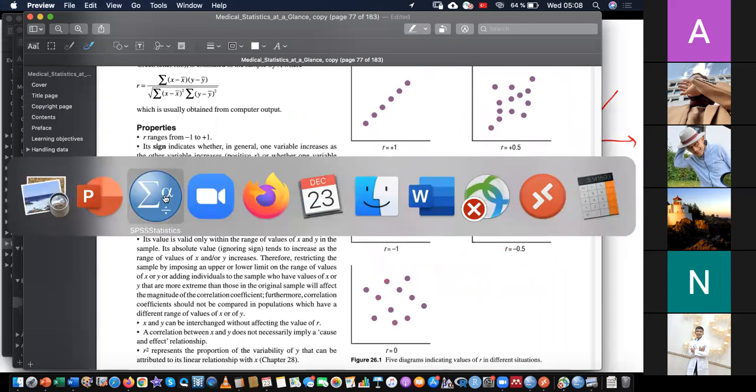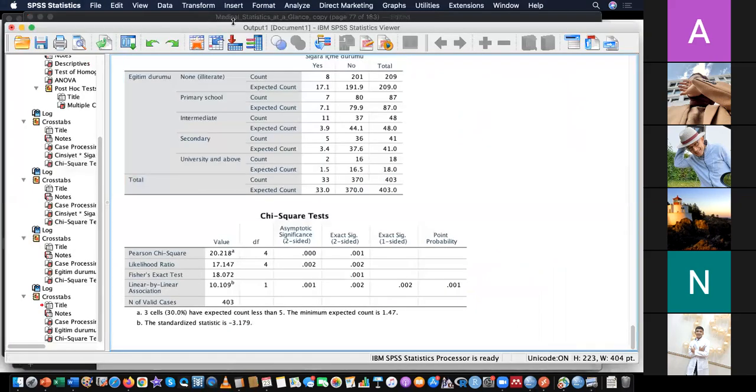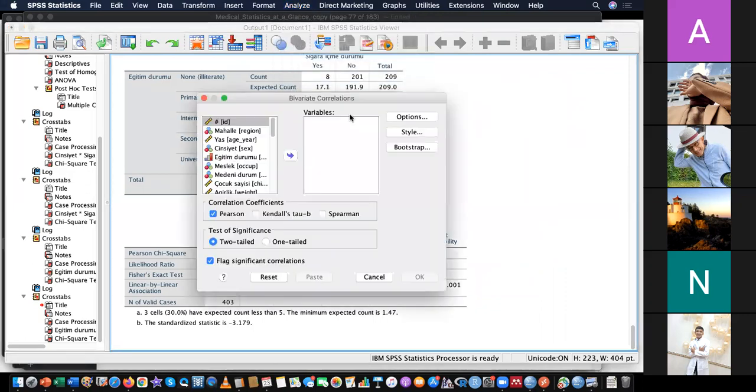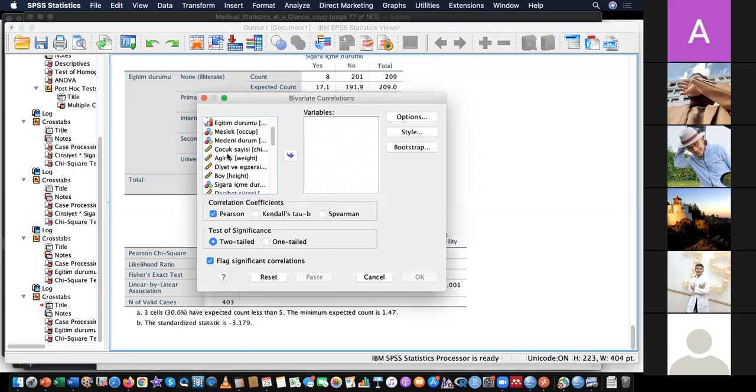Let me calculate. So, analyze, correlate, evaluate correlations. I want to compare and see whether there is a relationship between weight and height. These are my two variables.